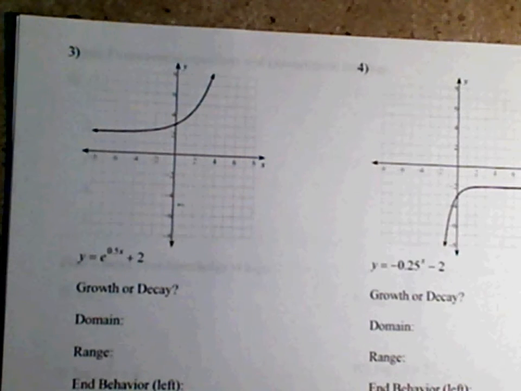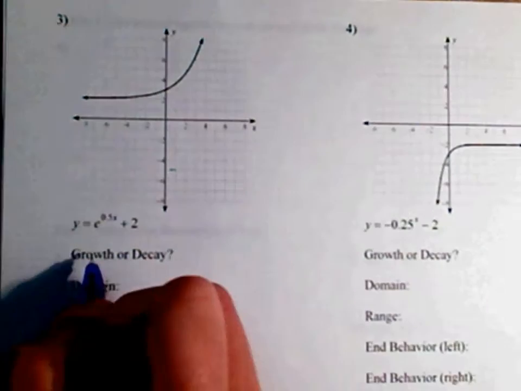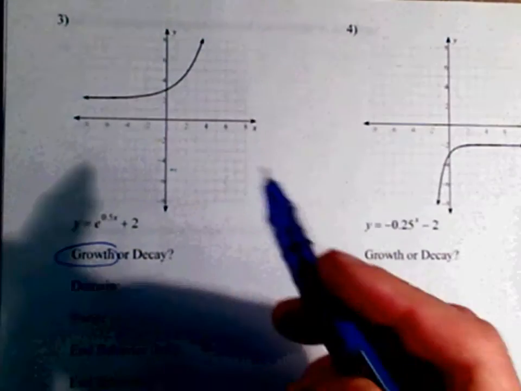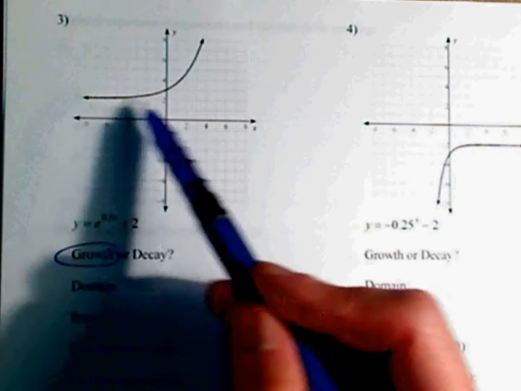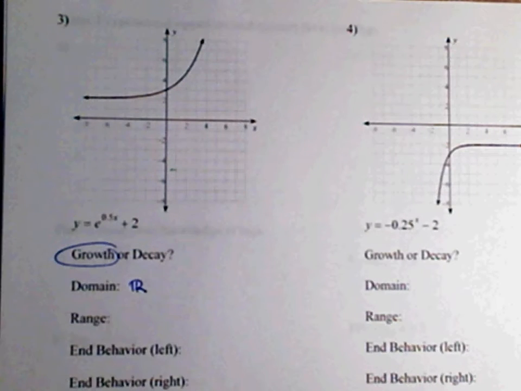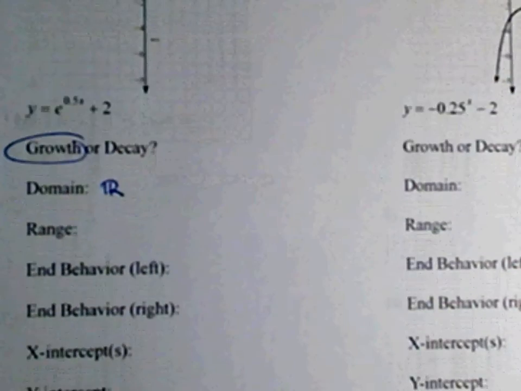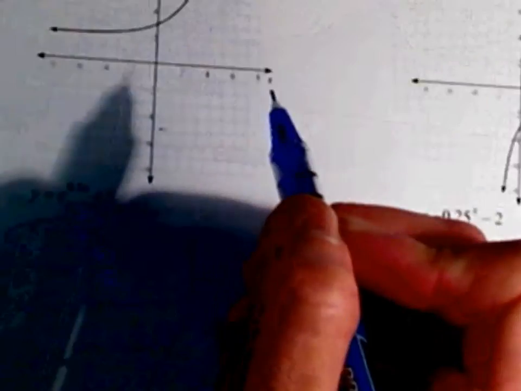All right, on number 3, take a look at the graph. Is that a growth or a decay? This is a growth. Now, going from far left to far right, what is your domain? All real numbers, or you can write negative infinity to positive infinity. Let me see if I can make this just a little bit bigger. Here we go.